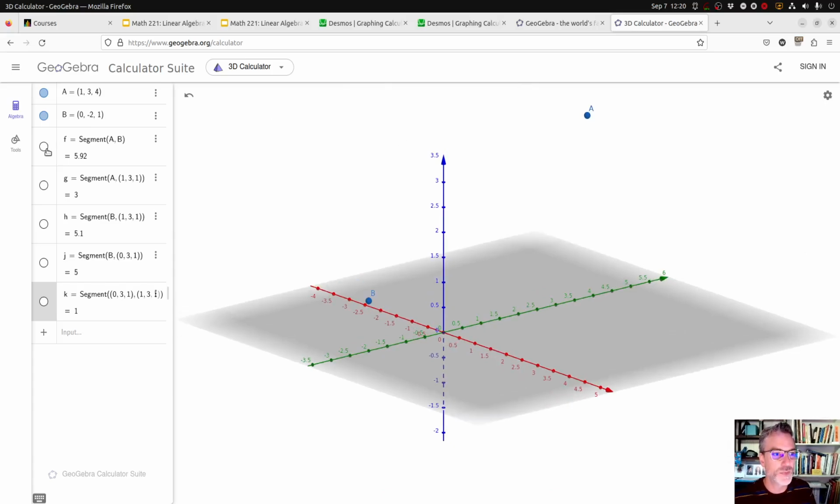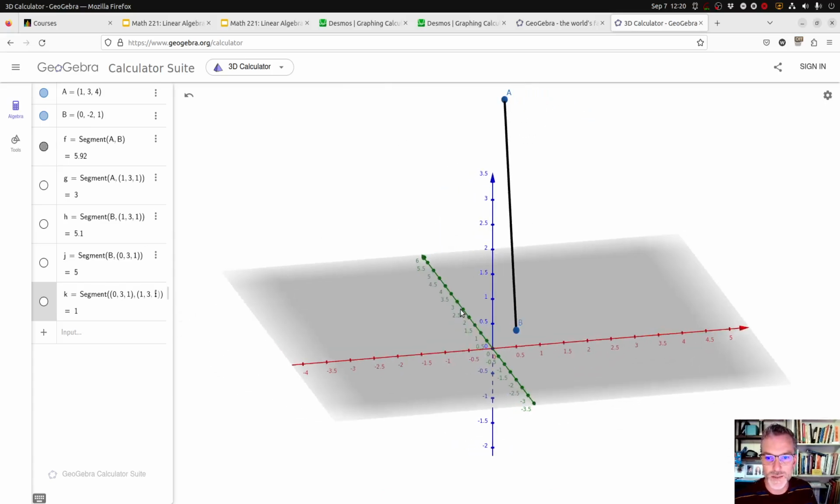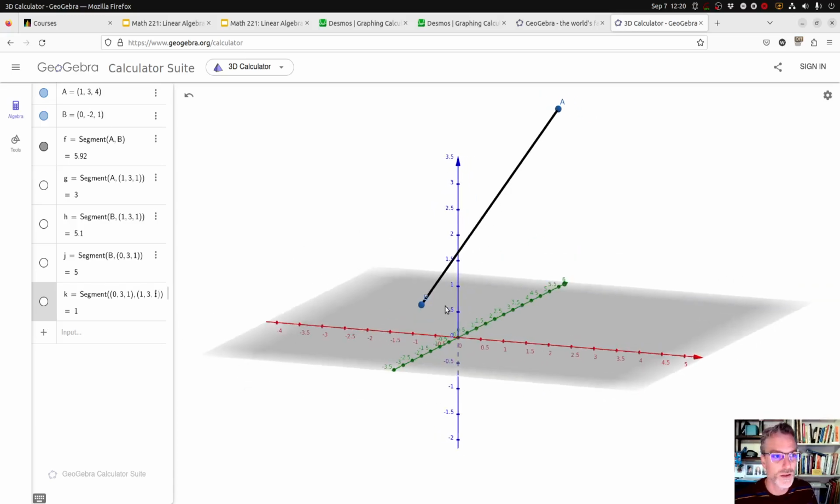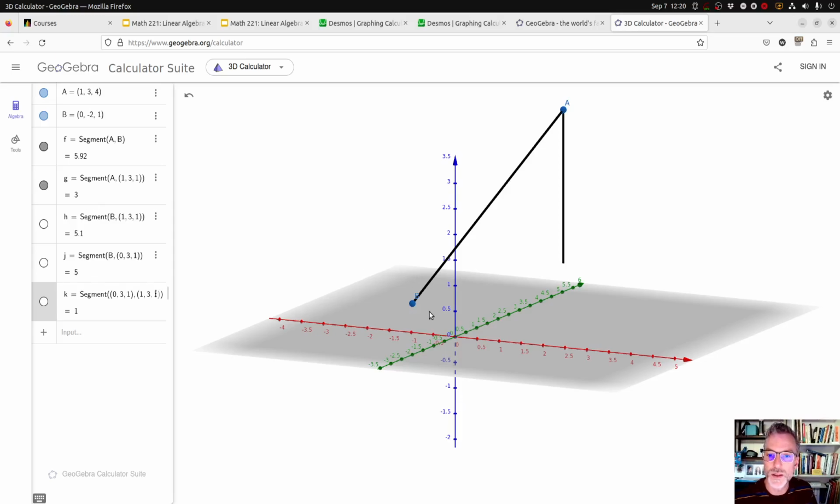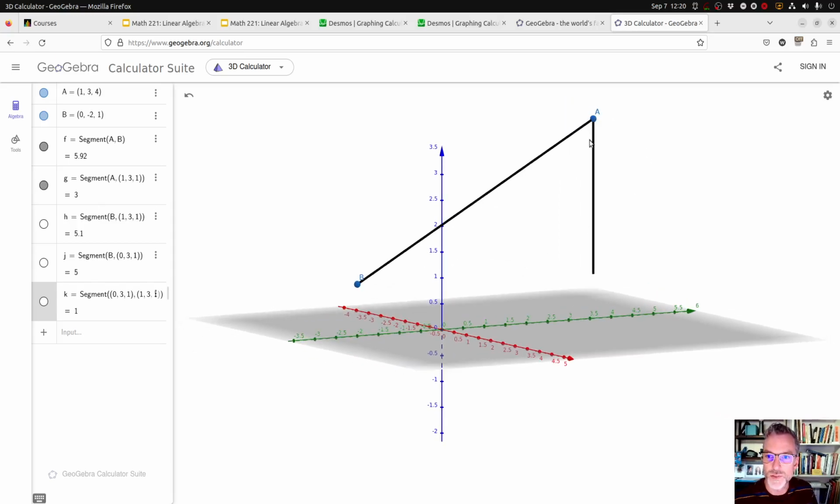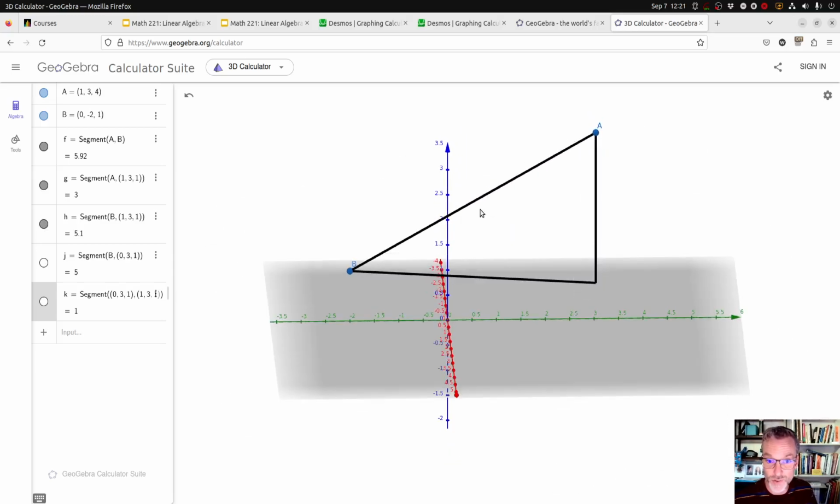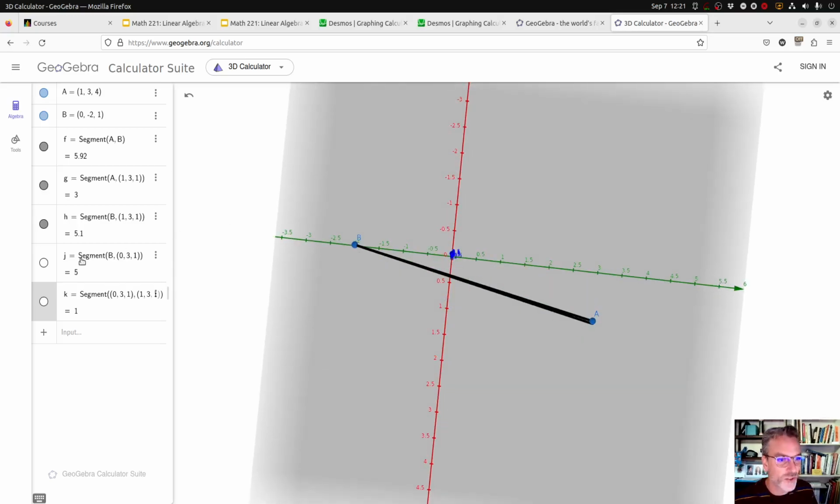Now to find the distance between A and B, I can connect them by a line segment, and I just have to find the length of that line segment. Well, it's going to form a triangle if I look at this kind of vertical line here coming from A and connecting it to a horizontal one coming from B. You can see that forms a triangle. And to find the length of this hypotenuse, I just need to find the length of this side and the length of this side.